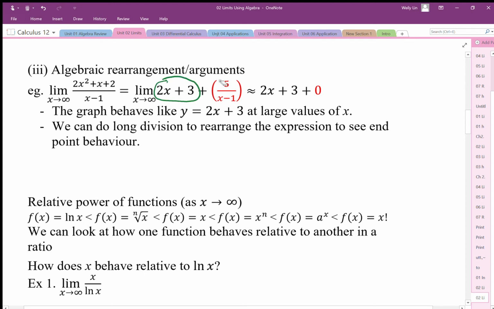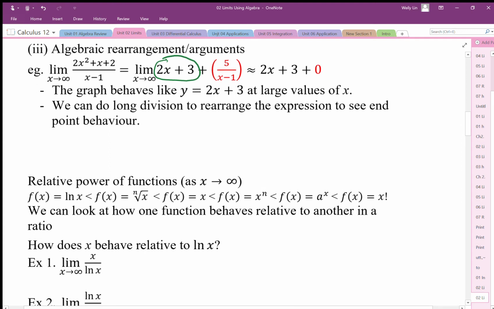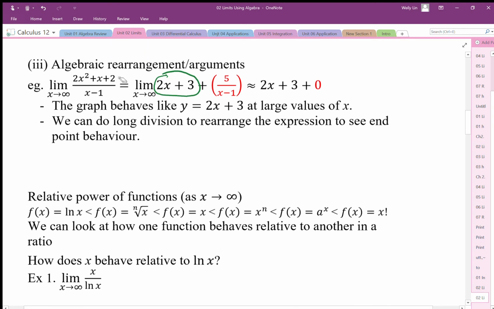And if we write it in its division form, it's going to be 2x plus 3 plus the remainder over divisor. So as x goes to infinity, we know that this term tends towards 0, okay, because we're dividing by infinity. And the graph behaves like this asymptote here, so 2x plus 3. So we say that the graph, as x gets large, starts to behave like this linear function 2x plus 3. And this is how we can do some algebraic rearrangements to be able to do that. Okay, so we've done this in the past when we looked at rational functions with slant asymptotes.